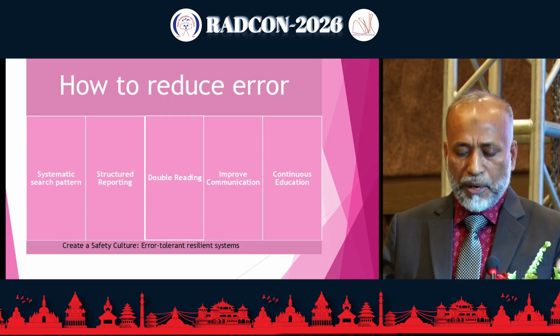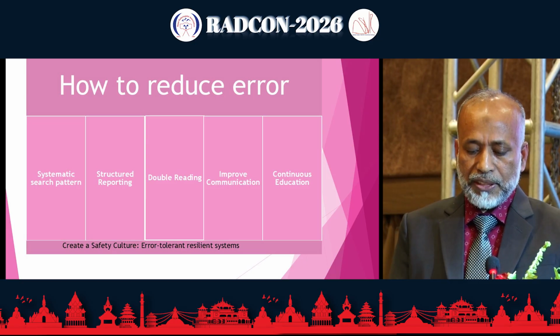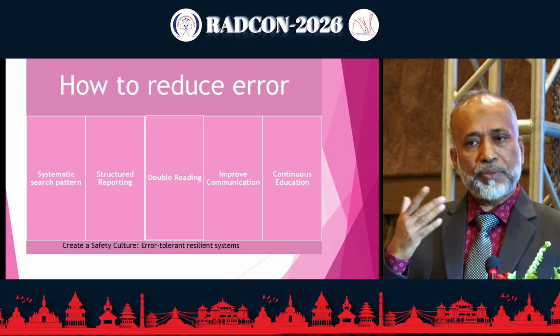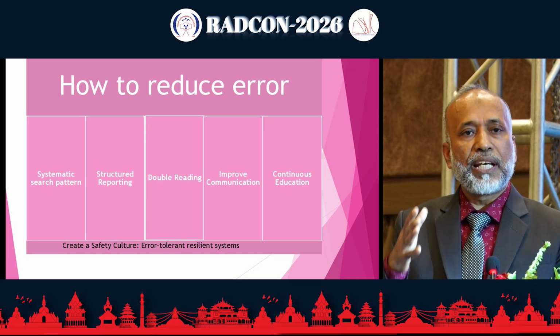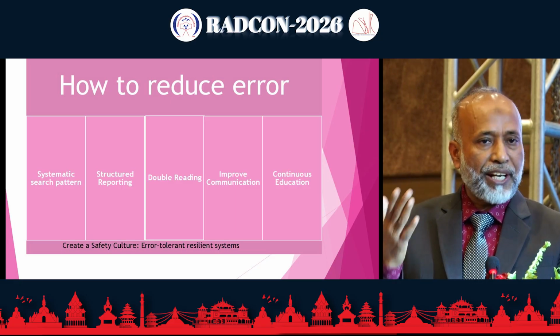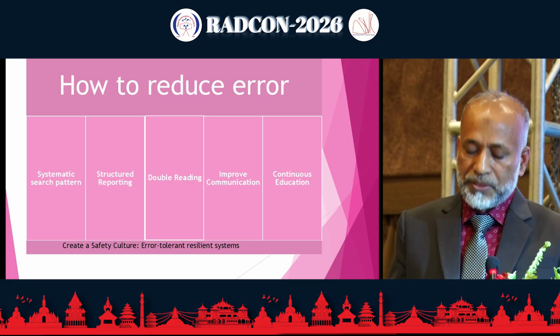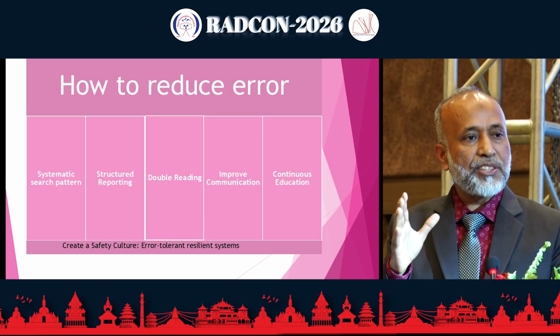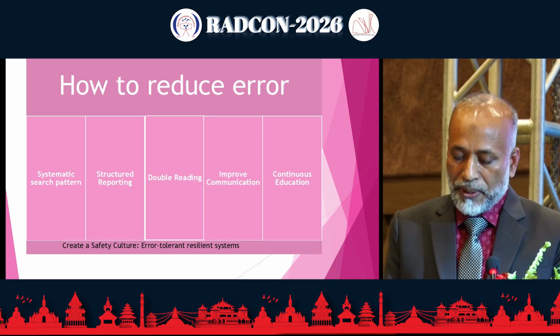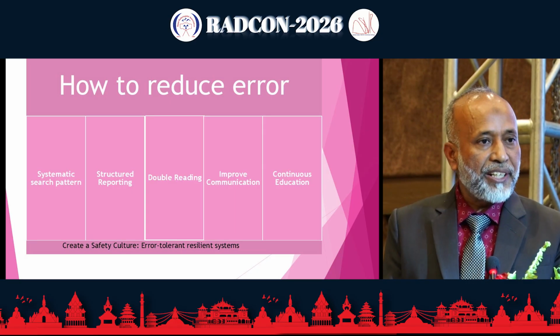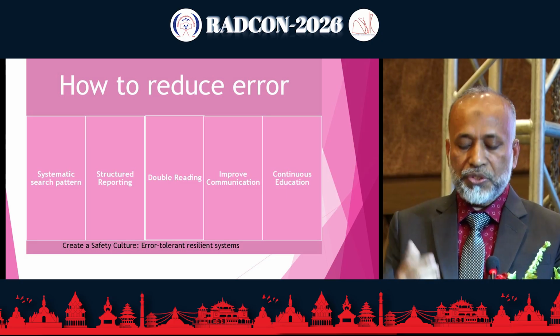There are different approaches to reduce it. The first is a systematic search pattern. We will search our films in a systematic way, with different algorithms, for the brain and the chest. We will see the main things, then the hidden areas, then the blind spots, then the double-read area, so that we will develop our own system.